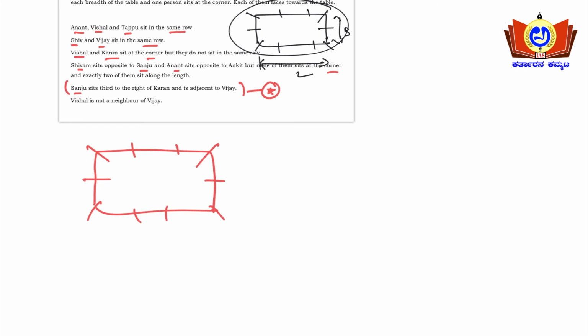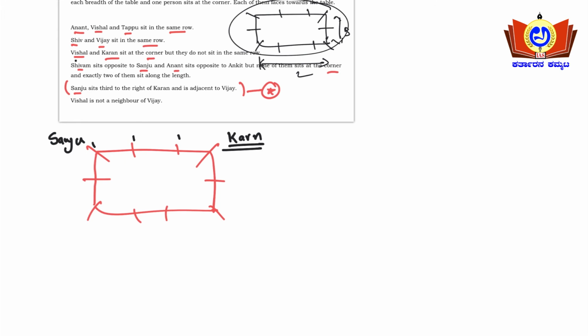See, if I place Sanju at one corner, I'll be placing Sanju here. Observe, Sanju I placed here. Sanju sits third to the right of Karan. Third to the right of Karan means from Karan, Sanju's position is towards his right, it is the third position. So Karan will be here: first position, second position, and third position.